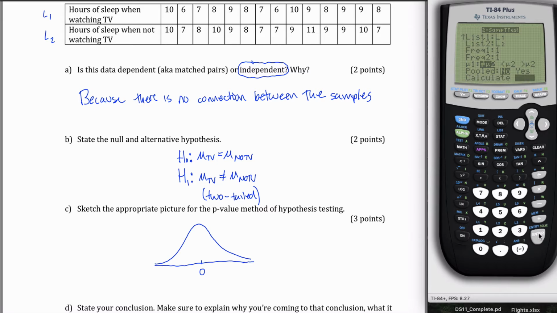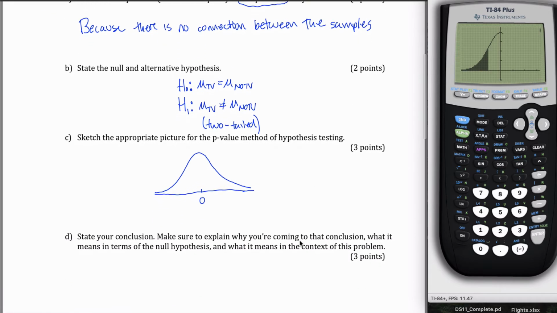I like to draw because it draws me the appropriate picture for the p-value method. Slowly, but it gets the job done. Even shades in the right regions for me. What it's telling me is that there's a test statistic. It's negative 1.0063. So I'll denote that over here in my picture, negative 1.0063. Because this is a two-tailed test, I also need the opposite of that value, so I'll put positive 1.0063.